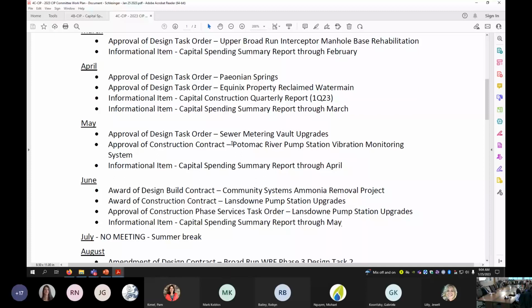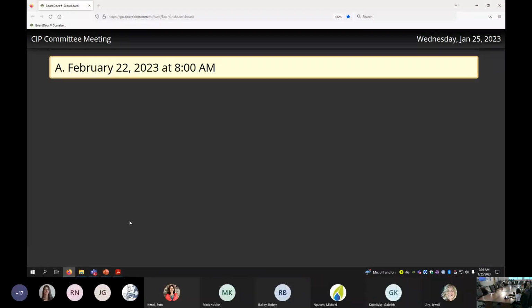Does anybody else have any questions? The board plan is really nice and simple. Thank you. I like it. I'm actually going to take that and copy that in my day job. You're welcome to. I make it complicated. Thank you so much. Appreciate that. I suspect that the Paonian Springs project is going to be rather complicated.